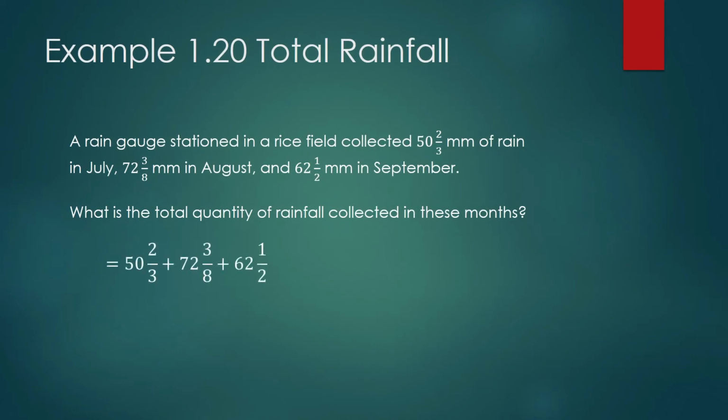So what we do is we add 50 plus 72 plus 62. Okay, so 50 plus 72 is 122. And then you add 62, that is 184. And then you will get the sum of 2/3, 3/8, and 1/2. So what is the LCD here? So the LCD here is 24.